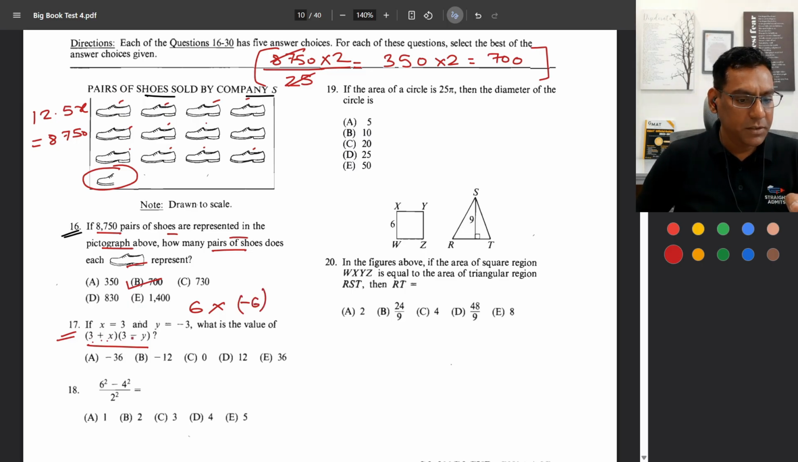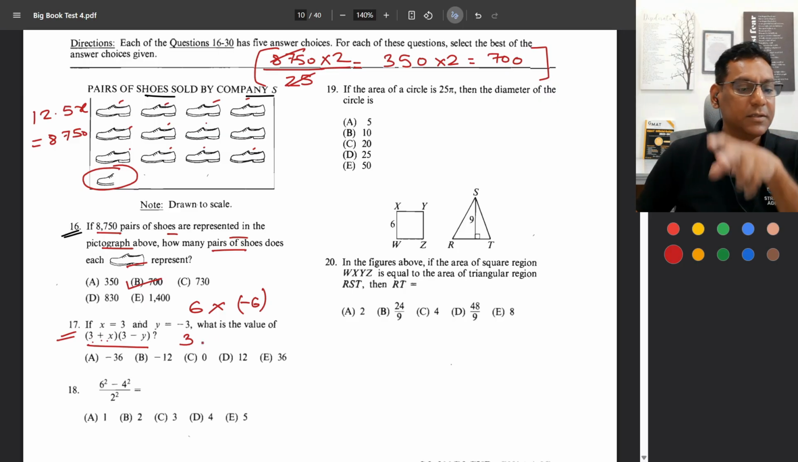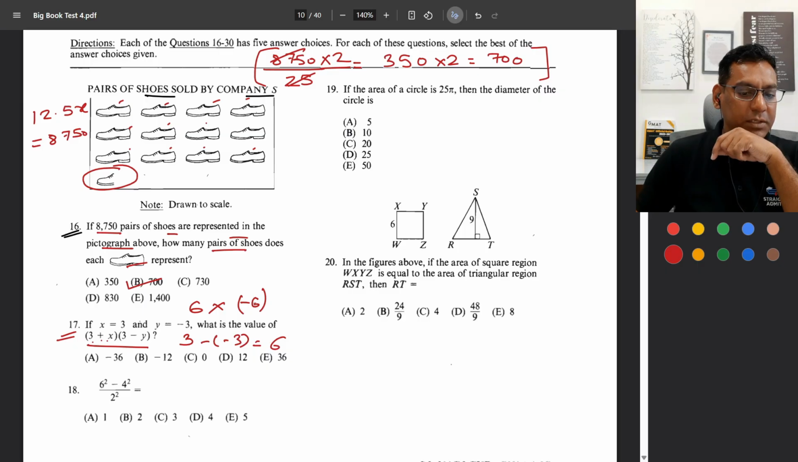Am I making some mistake? Oh, sorry. This is not y minus 3. This is 3 minus y. So 3 minus y, like this. So it's going to be 6. It's going to be positive 6. Okay, 6 into 6 is answer choice E, 36.